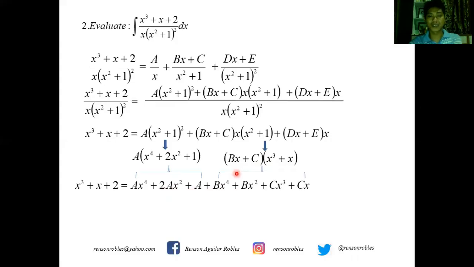And then plus this, using the FOIL method, Bx times x cubed, that's Bx to the 4. Bx times x, that's Bx squared. Then C times x cubed, that's Cx cubed. And then C times x, that's Cx. And for Dx plus E times x, that is equal to Dx squared plus Ex.